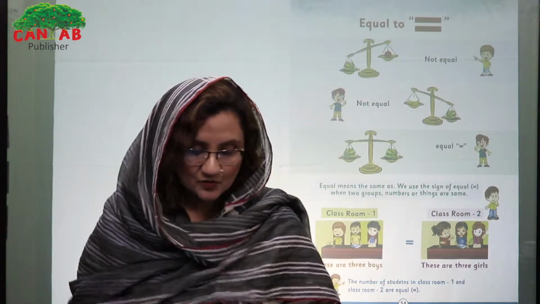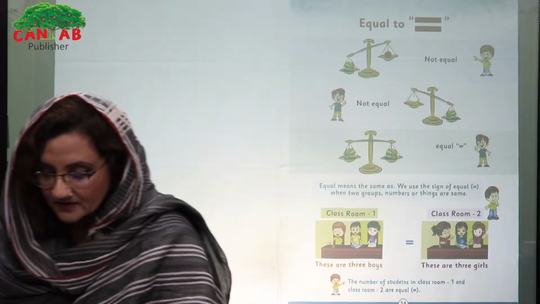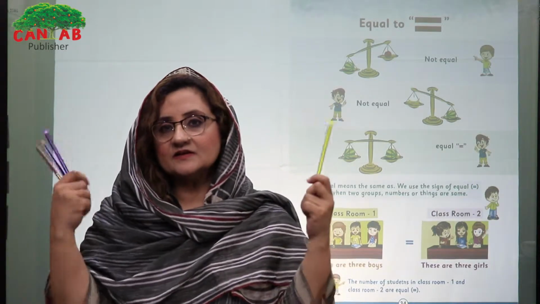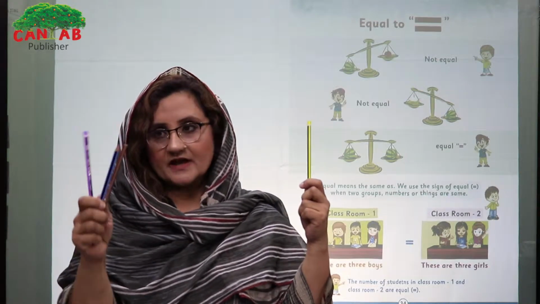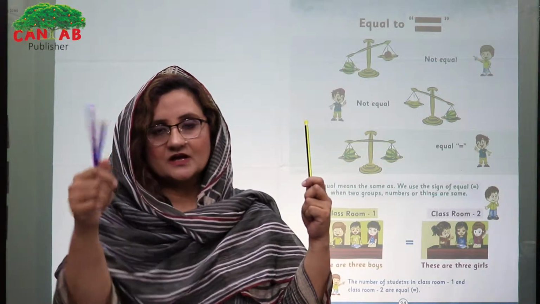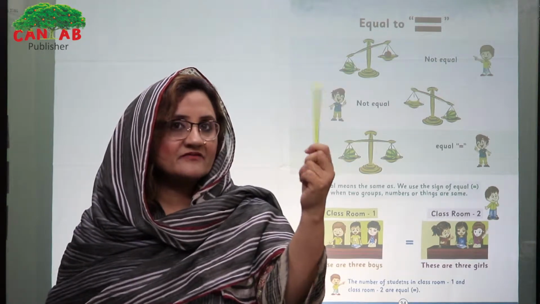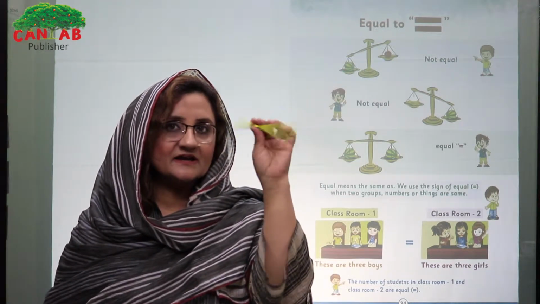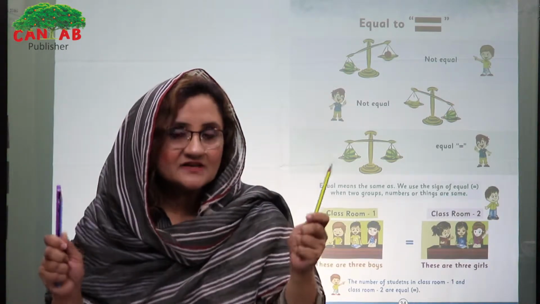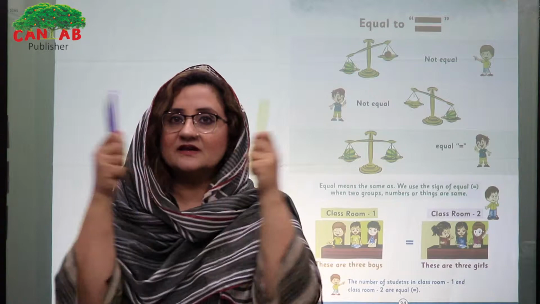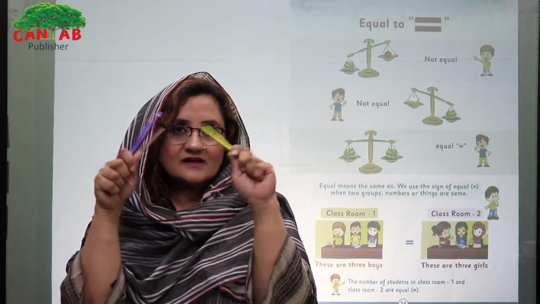Like this. Okay. Now look here again. Look at my hands. How many pencils are there in my right hand? I have 1, 2, 3. I have 3 pencils in my right hand. But this time I am having 1 pencil in my left hand. It means that I am not having equal pencils in both hands.